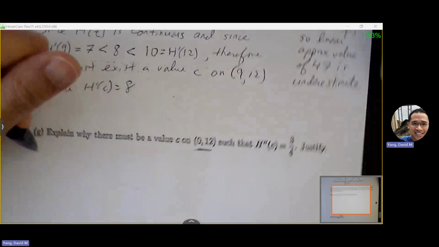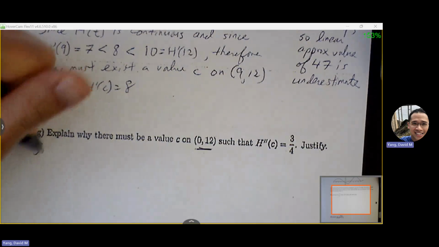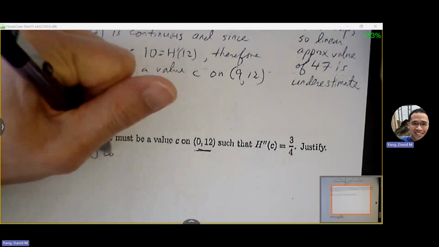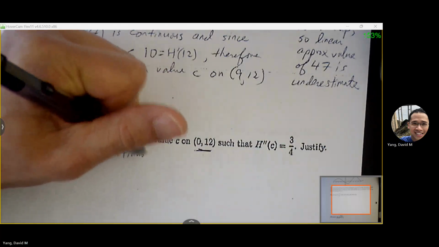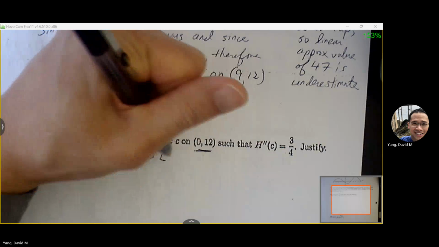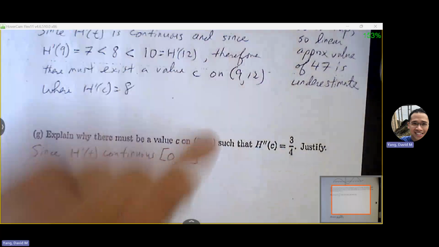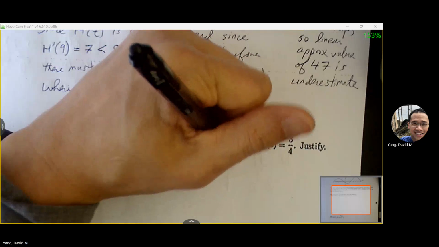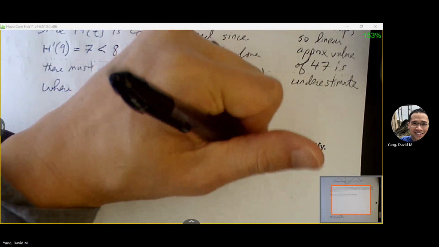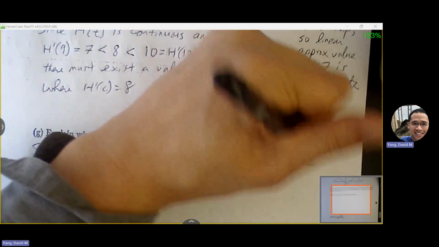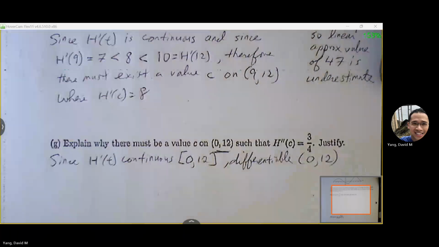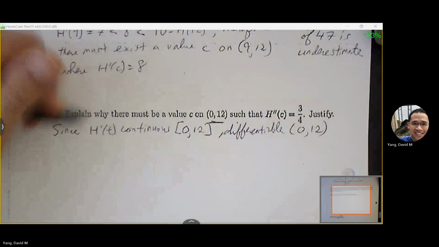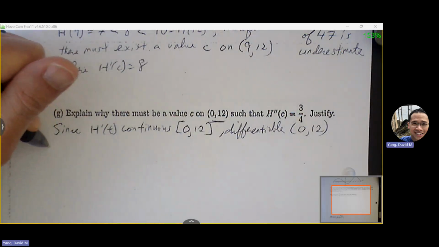Okay. So we have to state our conditions for mean value theorem. So since H prime is continuous, specify the endpoints and differentiable, parentheses, and let's find the endpoints.